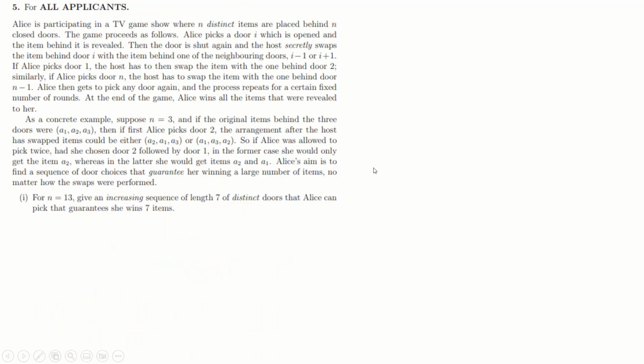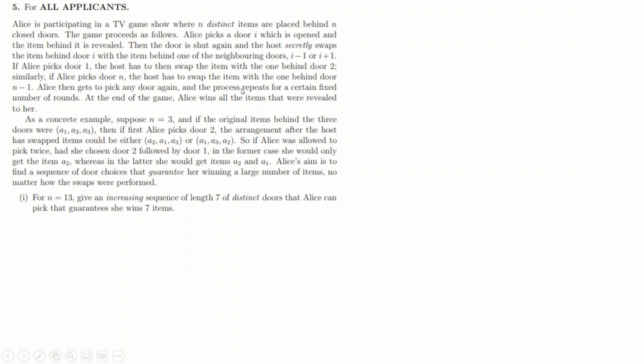Okay, so this is a really nice little trick. If you haven't seen the Monty Hall problem, I'd highly suggest that you look up the Monty Hall problem. As soon as I started reading this, I thought it was going to be that. It turns out that it's not, but it's a nice little change on it. So she's in a TV show. There are n items behind n doors. She picks a door, and the item is revealed.